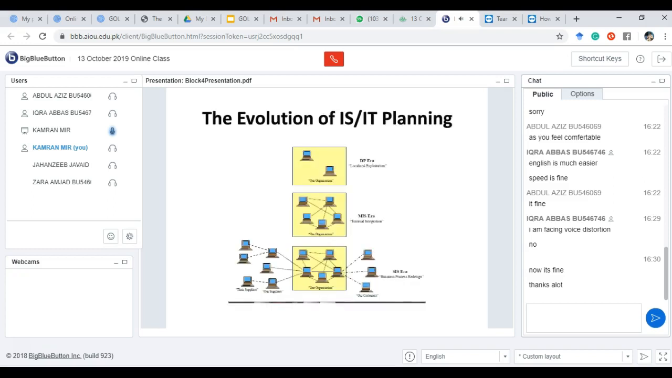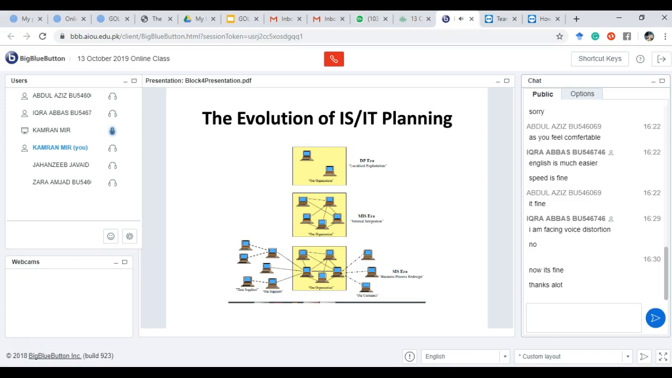Now going forward, we can see the evolution of IS/IT planning. As you can see, the graph is very self-explanatory, and you can see the DP era in it. The DP era is like two computers, which means in an organization, let's say they've got two DP systems. You've got two systems, but they're not talking to each other. They're not interacting with each other, but you've got systems in place. Talk about the next one, which is the MIS era, which is internal integration. Again, you've got so many systems in place within the organization, but now the good thing is they're talking to each other, so everyone can interrelate each system to another system.